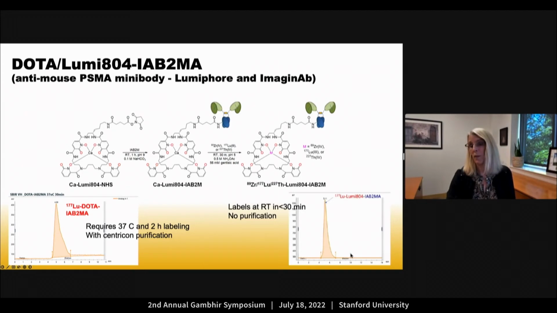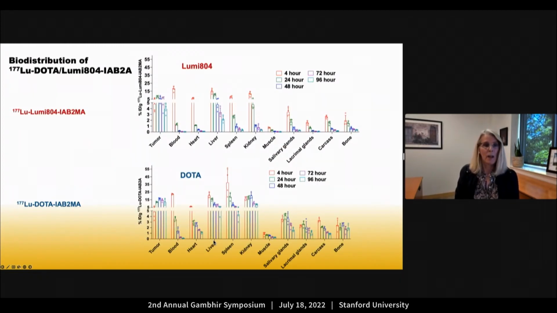Whereas when we do this with Lumi-804, it labels at room temperature in under 30 minutes and requires no purification whatsoever. But we are able to make the lutetium DOTA agent. And we did a biodistribution study and compared the DOTA versus the Lumi-804. This is a lot of data, so I'll just point out a few things.